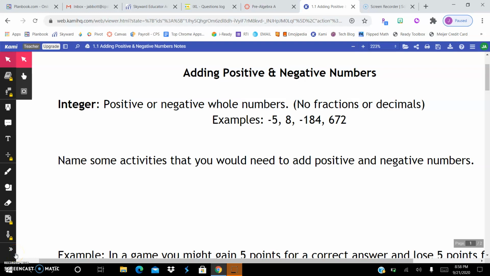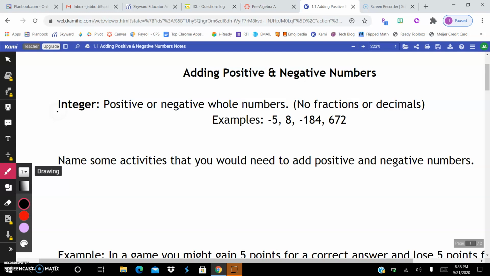All right, we are going to begin by talking about adding positive and negative numbers. So we're going to start off with a vocab word here, and that word is integer. That vocab word is going to be used a lot from here until the time you graduate, and probably even farther if you go to college or depending on what you do after school. So an integer is a positive or negative whole number. So no fractions, no decimals are included.